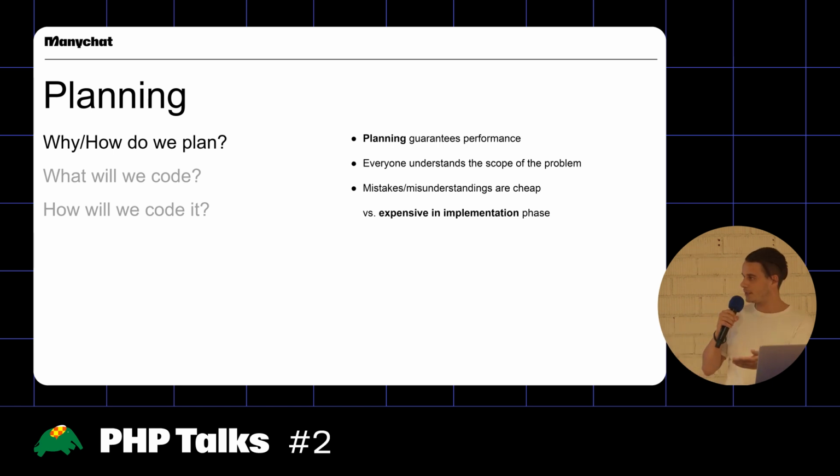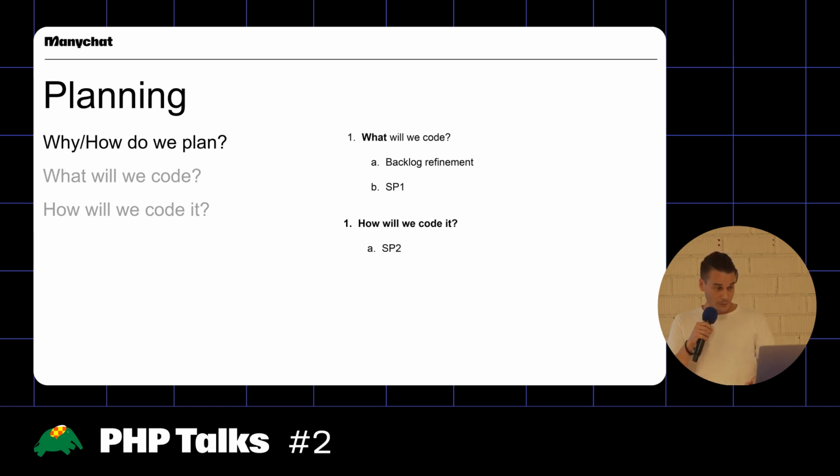If we only clarify these things later on during the implementation process, it will be very expensive, because everybody in the room here probably knows that coding is very time expensive and also costly in general. So first of all, we need to decide in this planning, what will we code? What will we be building? We have two phases there.